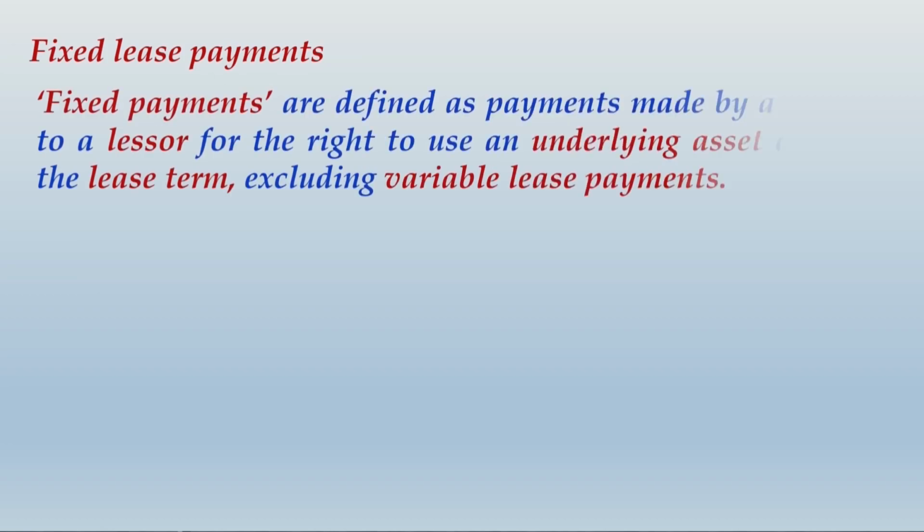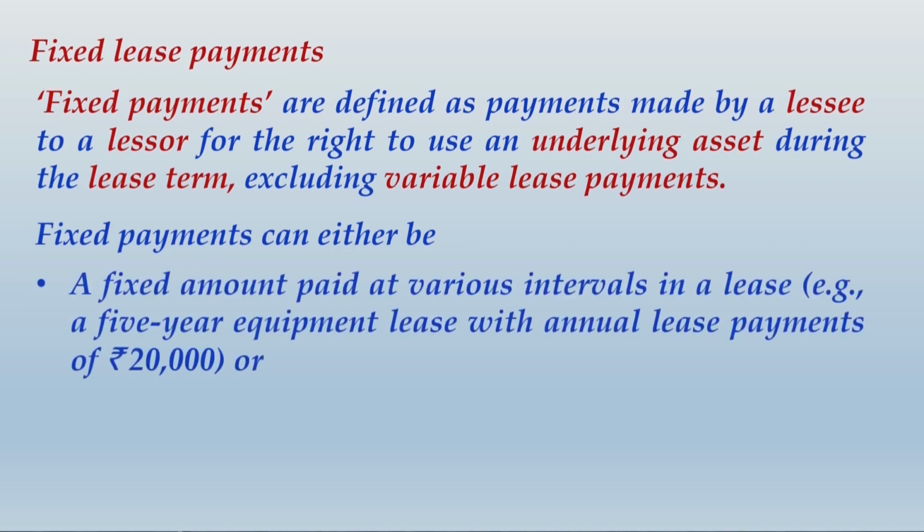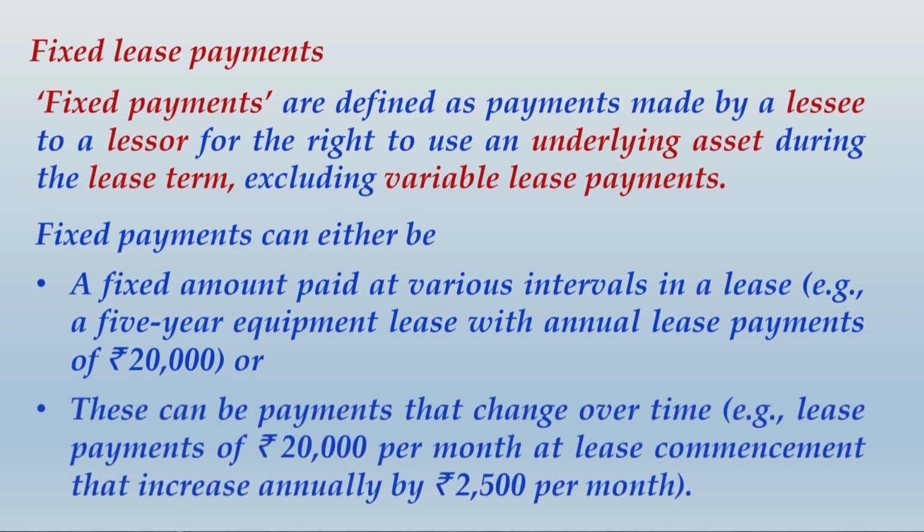So friends, what we have just talked about fixed lease payments, that these are defined as payments made by a lessee to a lessor for the right to use an underlying asset during the lease term, excluding variable lease payments. And fixed lease payments can either be a fixed amount paid at various intervals in a lease. For example, a 5-year equipment lease with annual lease payments of rupees 20,000. This can be considered as an example of fixed payments.